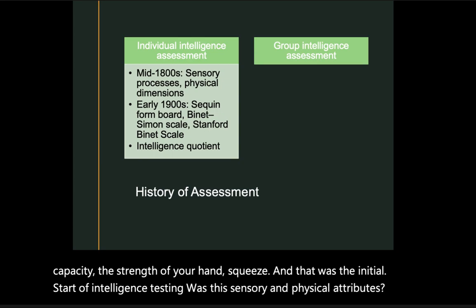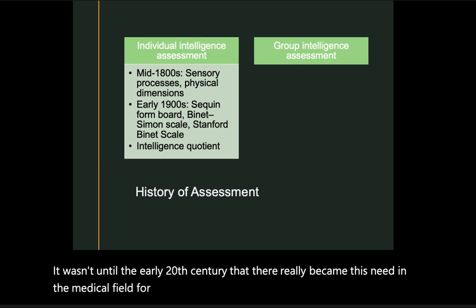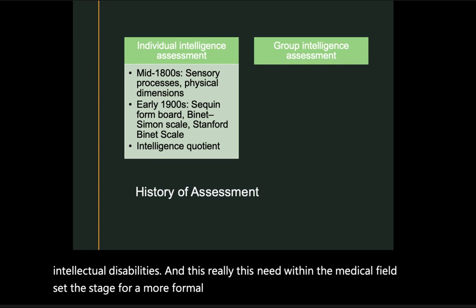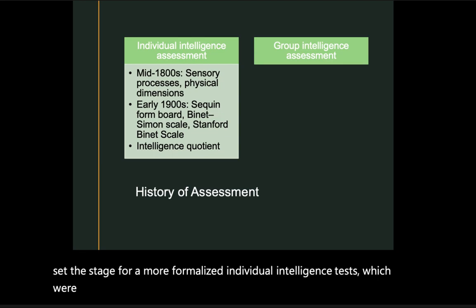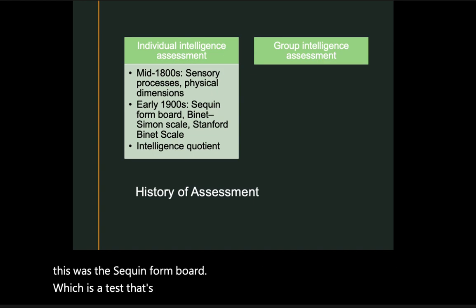It wasn't until the early 20th century that there really became a need in the medical field for us to distinguish between emotional problems and intellectual disabilities. This need within the medical field set the stage for more formalized individual intelligence tests, which were being used to evaluate intellectual disabilities. One example of this was the Seguin Form Board, which is a test that's still used today.